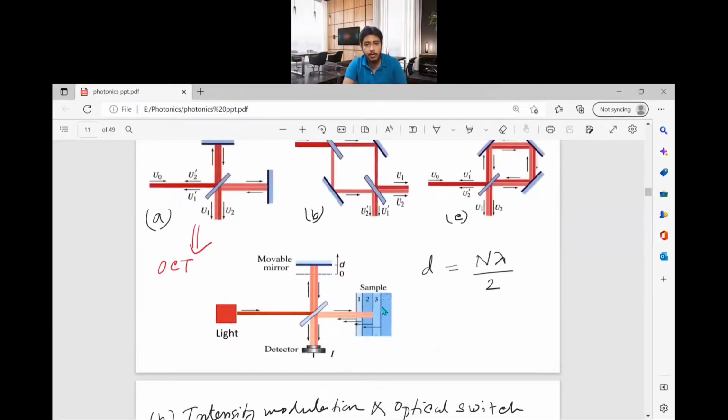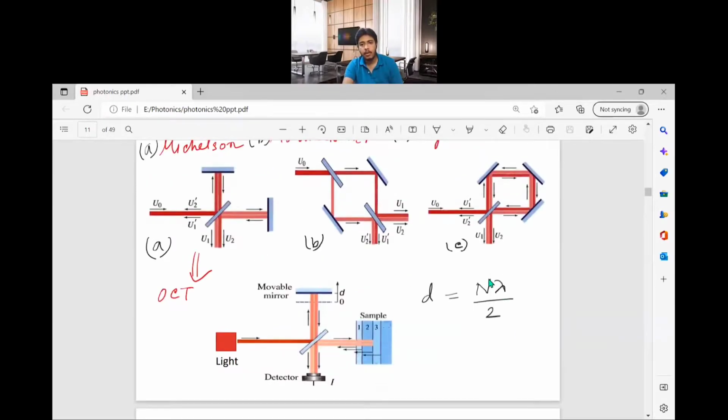And optical coherence tomography means you can measure different properties at different levels. If this is the detector, light will be split here. This is a movable mirror, and this is the sample, which has different concentrations and different layers. So light can be reflected from different mediums. By adjusting this mirror, you can see the characteristics of different layers. That can be used for checking the eye also.